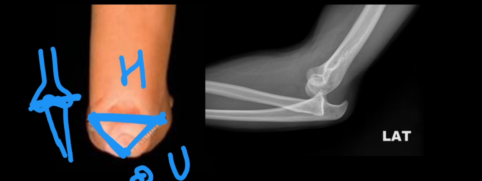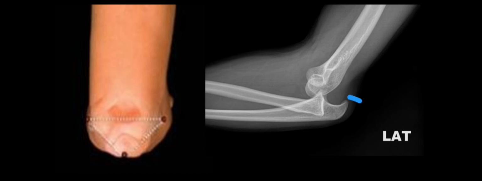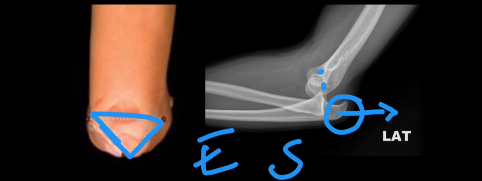This is the main feature that helps us identify a supracondylar fracture. If the fracture is over here, the complete lower fragment will displace and the triangle is not disturbed. Whereas in elbow dislocation, the olecranon process goes backward and the epicondyles do not move, so there will be disturbance in the triangle. With this, we can differentiate elbow dislocation from supracondylar fracture.